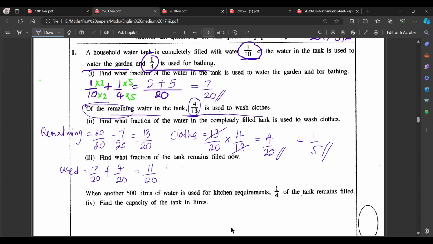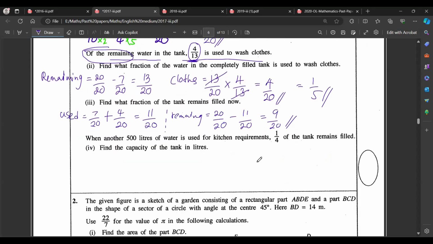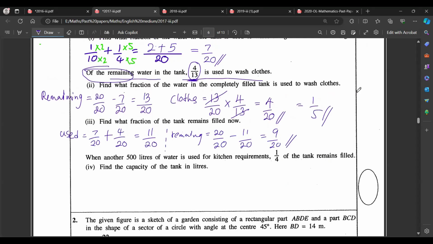Clear? If they are used 11 over 20, remaining, they are having 20 parts. 11 parts are used. There should be 9 parts remaining. Yes. So remaining should be what? If they are having 20 parts, they are used 11 parts. So remaining should be what? 9 out of 20. Is that clear? So remaining parts should be 9 out of 20. Okay. So now remaining parts, they are used here in the beginning 7. 7 and 4, 11 parts are used. Now remaining is 9 out of 20.